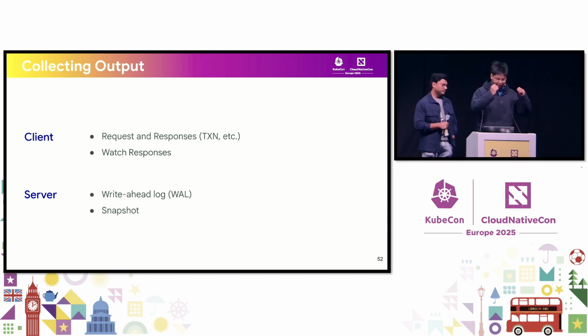So we have talked about generating the request. We have talked about injecting failures. Now we talk about collecting the output. Since it's a client-server architecture, we have to collect from both sides. Server side, it's basically we collect the write-ahead log from the server and also the snapshots. The client side, we will record the requests and responses, and we also record the watch responses that we have streamed continuously.